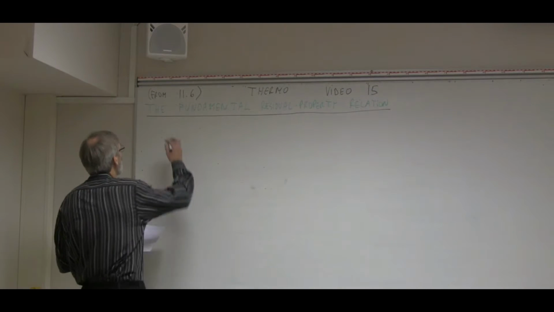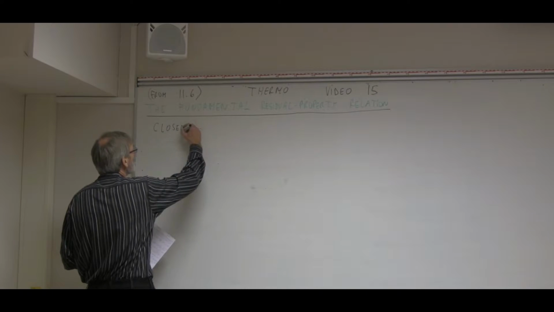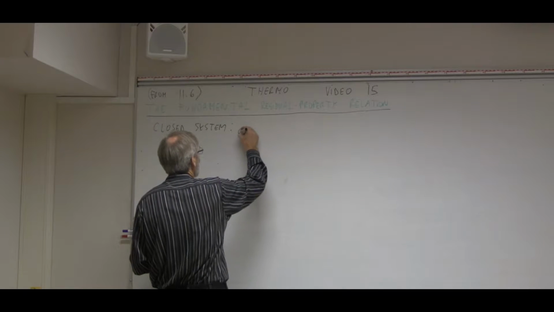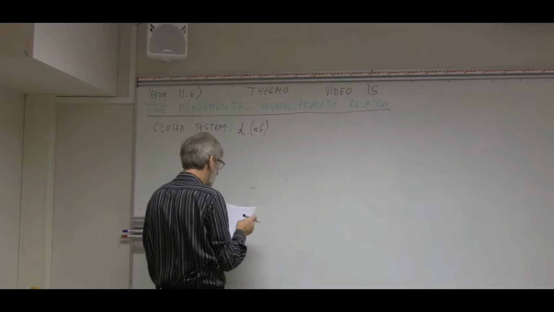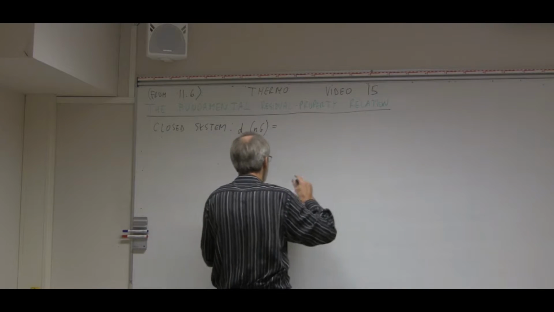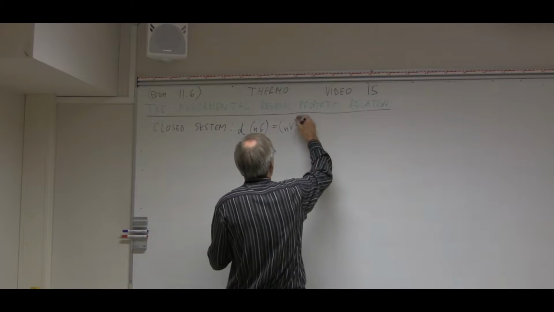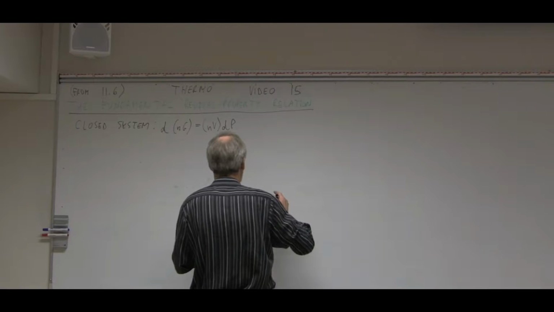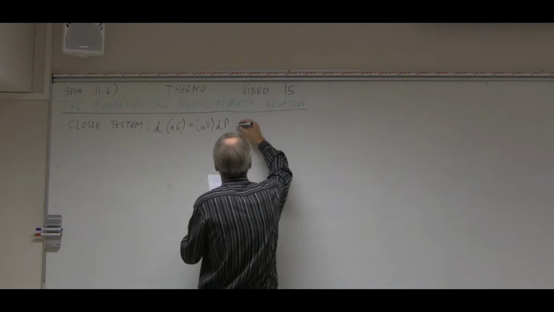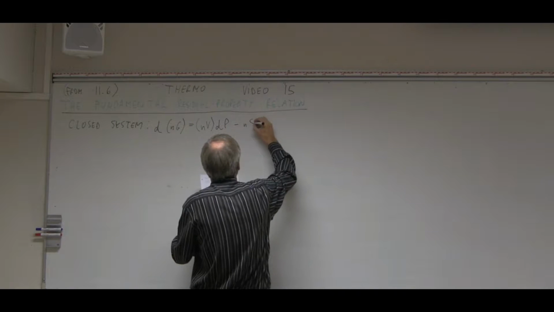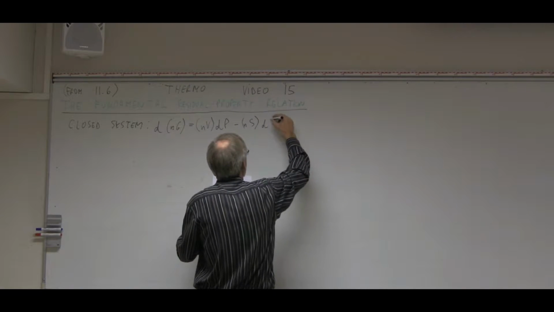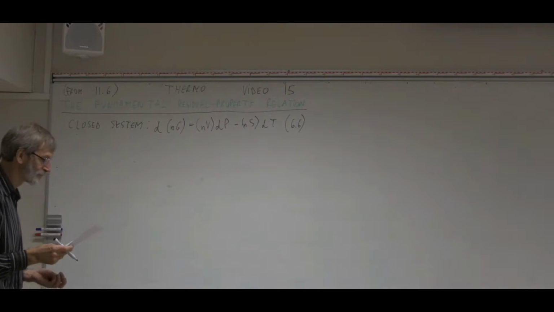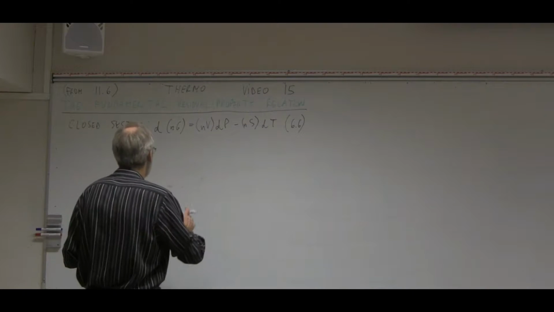I start with a closed system. And I hope this one should be familiar to you. It's the relation between Gibbs free energy and volume, pressure, entropy, and temperature. This is equation 6.6.